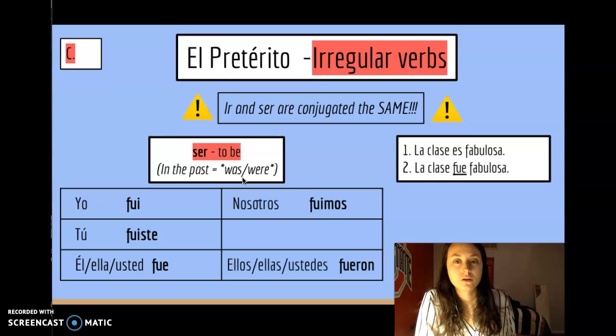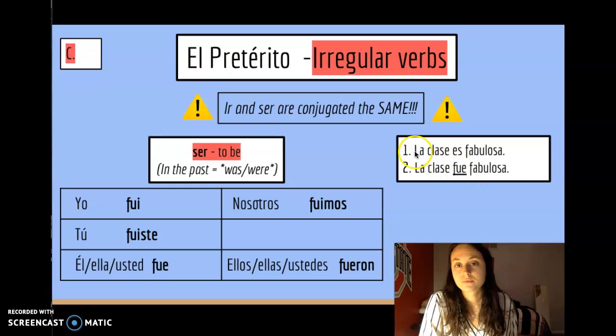fueron. And we use this a lot when we're talking about reactions, like a description of something in the past. So like, oh, how was it? It was great. We'll say fue. So the class is fabulous, it's fabulous all the time. It's just a great class, like la clase de español. Or if you're talking about yesterday's class, you could say, la clase fue fabulosa. It was great. It was fabulous. Okay? So that's ir and ser.